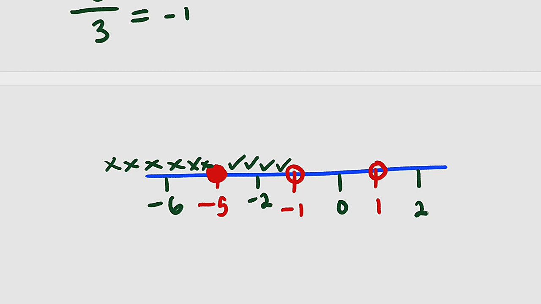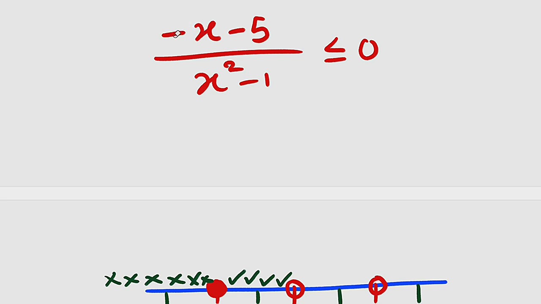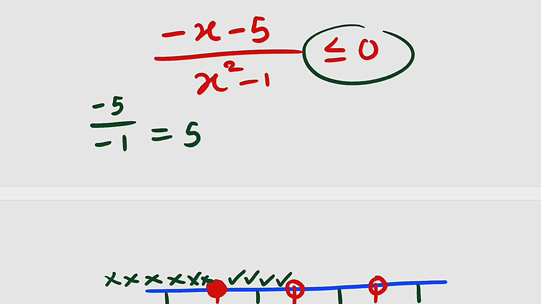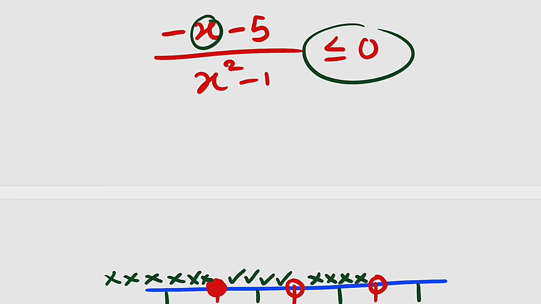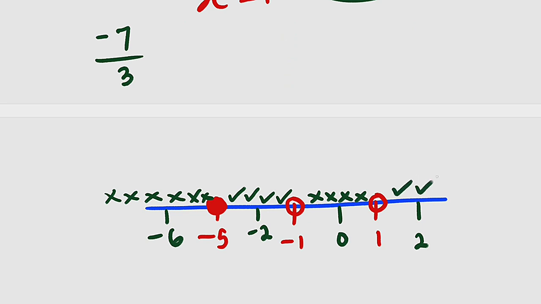Then we test 0. If x is 0, 0 times whatever here will be 0, and 0 minus 5 is -5. 0 squared is 0, minus 1 is -1, so this is 5. And 5 is not less than 0, so it will not satisfy. No value here will satisfy the inequality. Then we test 2. We have 2 times negative is -2, and -2 minus 5 is -7. To the bottom, we have 2 squared is 4, and 4 minus 1 is 3. This value is indeed less than 0, so it will satisfy the inequality.